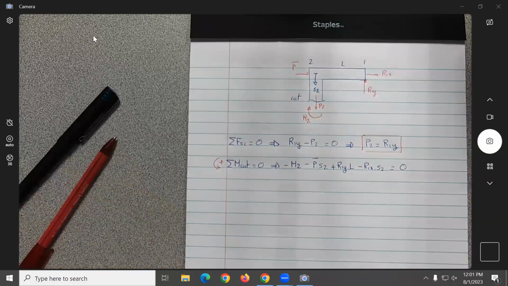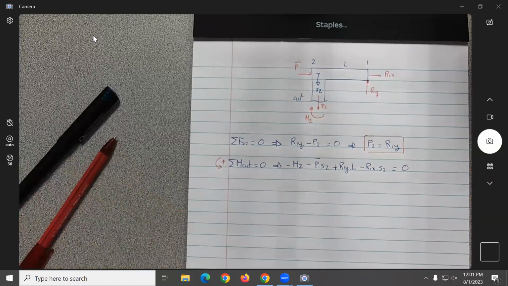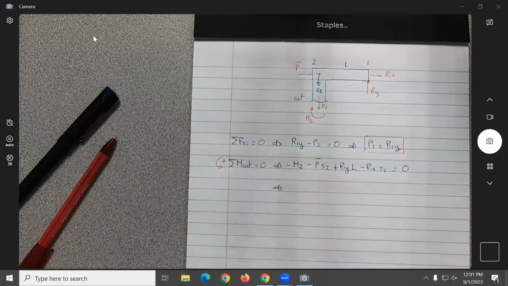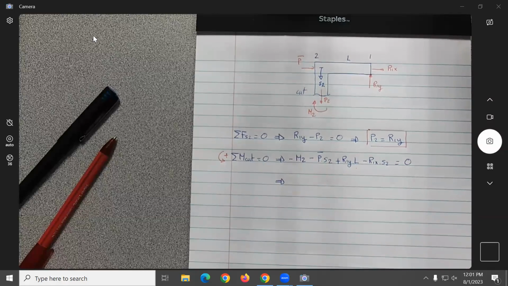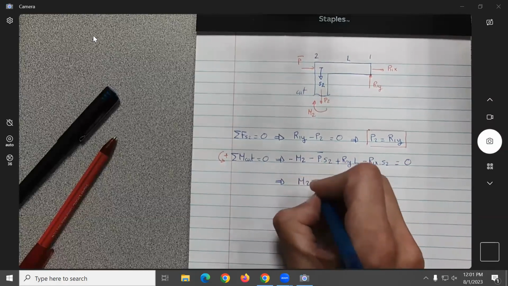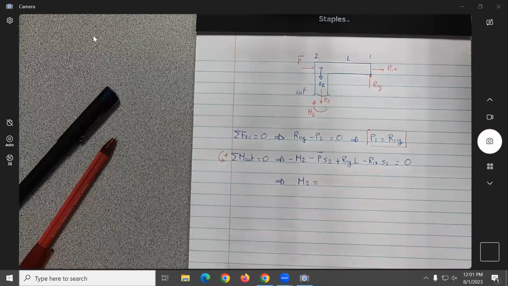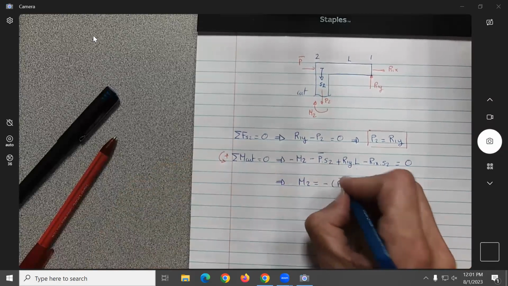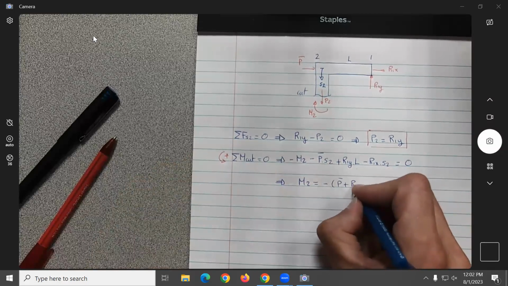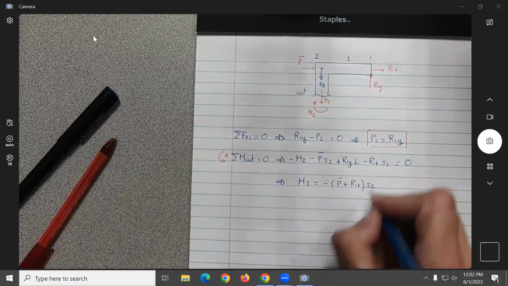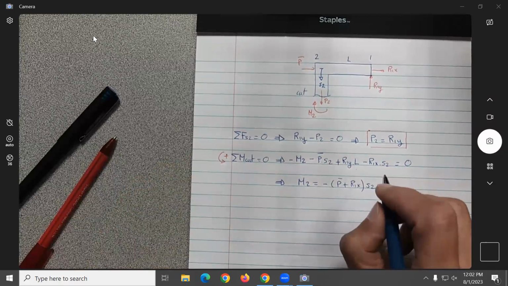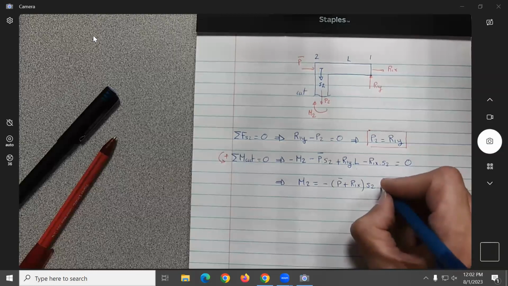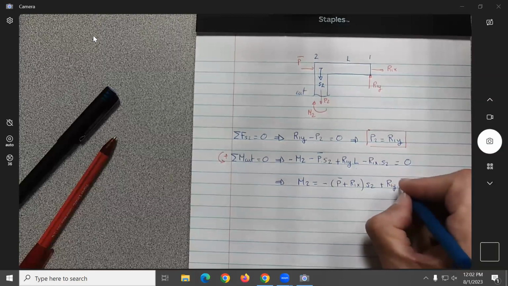So you see, all this stuff is statics, no? Most of the problem. So from here, we can solve for, what are we trying to solve over here for? M2, perfect. So M2 will be equal to, so I can combine maybe these two terms. We have minus P bar plus R1X times S2 plus R1YL.